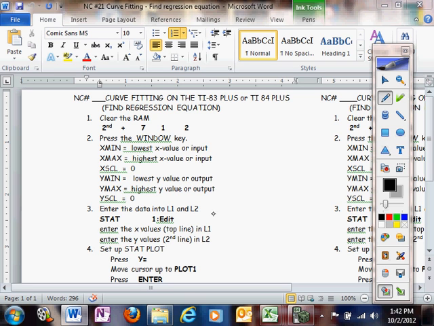Number 3, you're going to enter the data into L1 and L2 by hitting the stat key and hitting enter. That will bring up L1 and L2, where your independent or X values go in L1 and your dependent or Y values will go in L2.